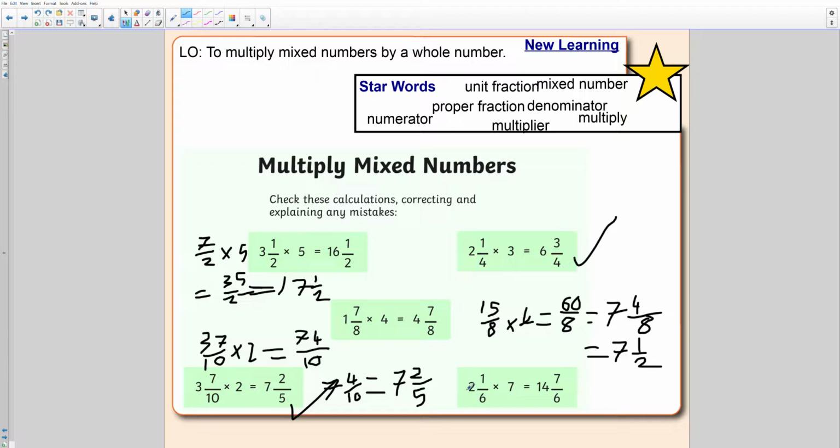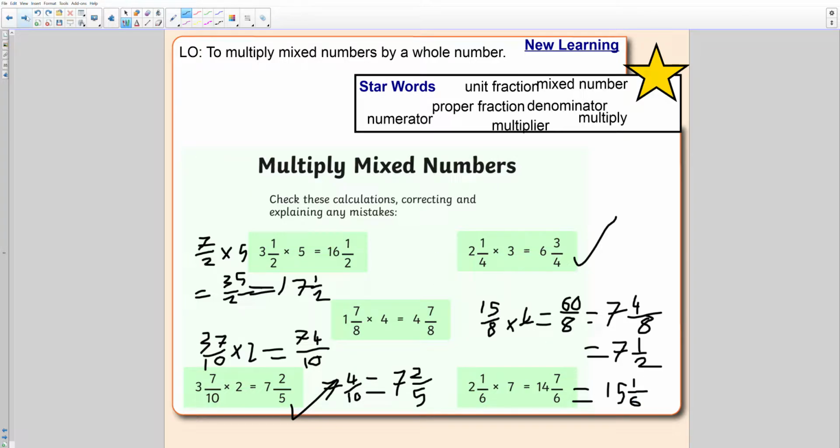And how about this one? 2 1/6 times 7. So it's kind of right and it's kind of wrong. You never mix a whole number and an improper fraction like this. You just don't do it. It's not right. But the calculation is right. 2 times 7 is 14 and 1 times 7 is 7. But here you want to change this to be 15 1/6. So that's the way that one is done.